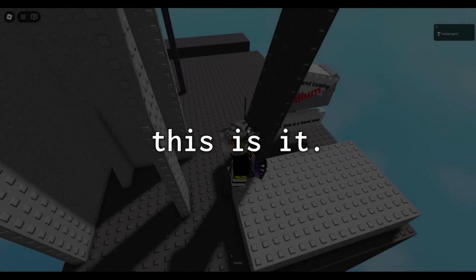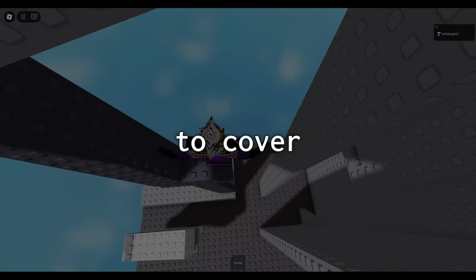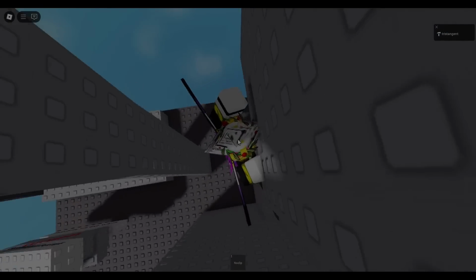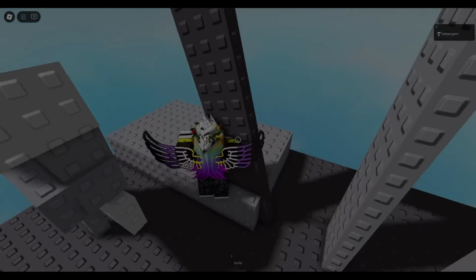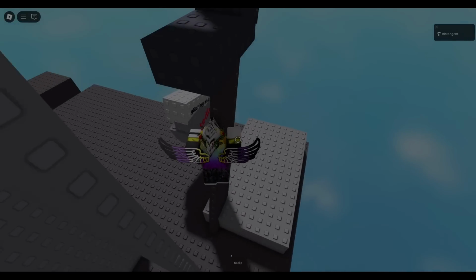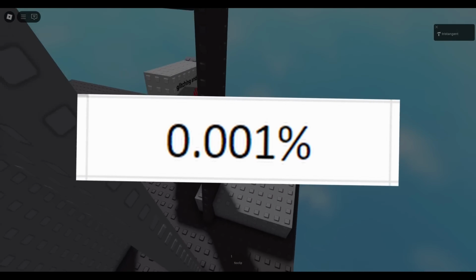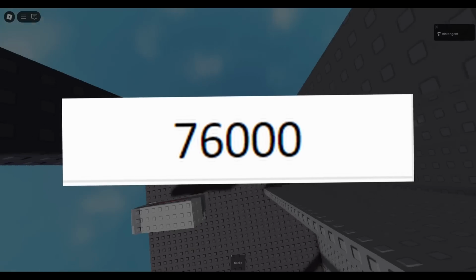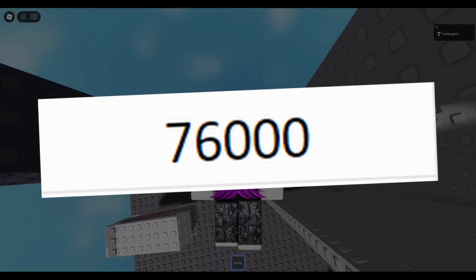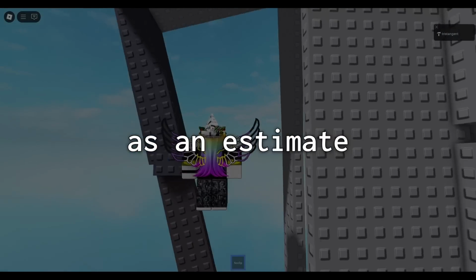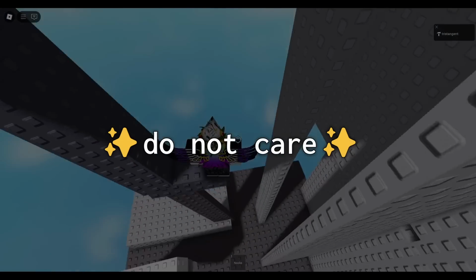And this is it. This is the final section to cover. As 3D clothing is relatively new and really hard to model, it's getting the lowest percentage of all the categories, with a whopping 0.001% of accounts having made them, or only 76,000 accounts on the entire website is my estimate. Yes, it's probably too conservative of an estimate. No, I do not care.